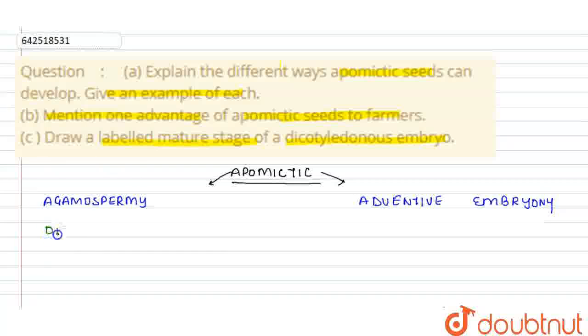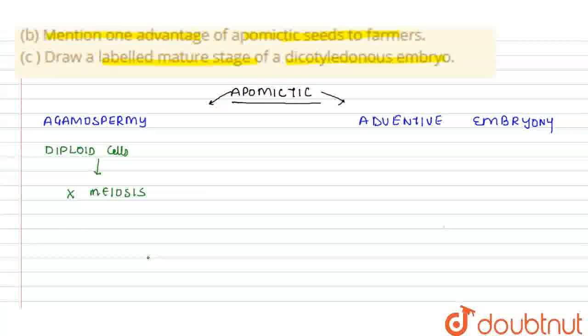I'm going to take a diploid cell. In this diploid cell no meiosis will occur. Since no meiosis will occur, this will remain diploid only, and at the end I am going to form a seed. This method is used for the production of the apple.